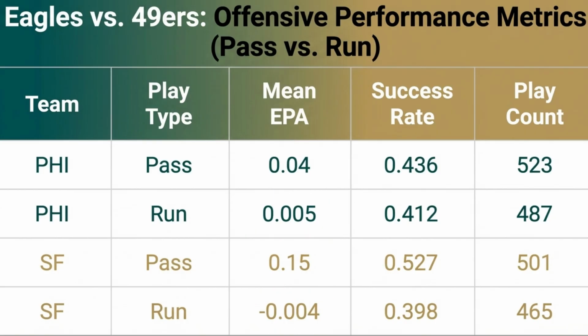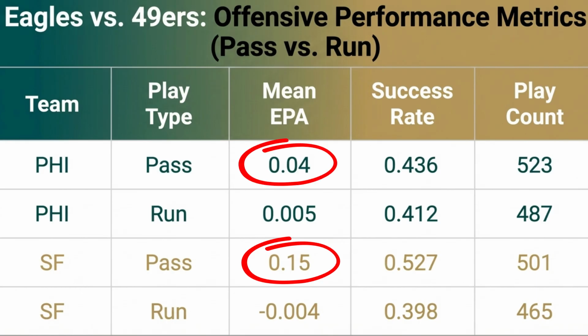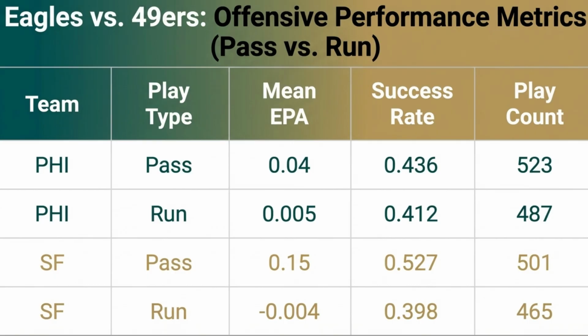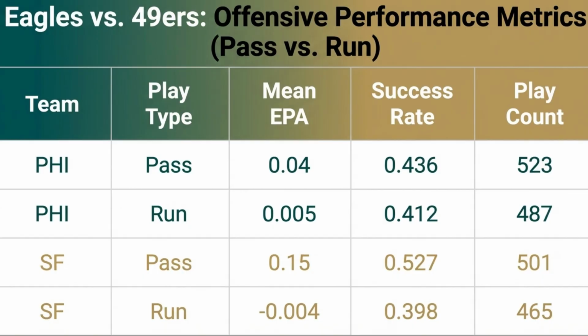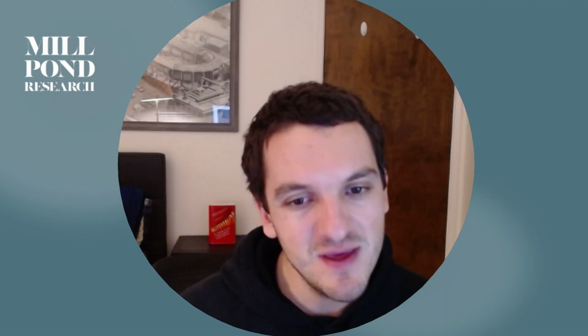The Niners' passing game is an entirely different tier though. San Francisco has 0.15 expected points added per pass, and Philadelphia has a measly 0.04 expected points added per pass. That's nearly a 4 times difference. And look at the success rate. The Niners are successful on 52% of their dropbacks versus the Eagles, which are only 43.6%. That's a 9-point gap in consistency. And this is what makes EPA so powerful. It's context aware. The 5-yard gain on 3rd and 2 is worth way more than the 5-yard gain on 3rd and 15, and EPA captures that.